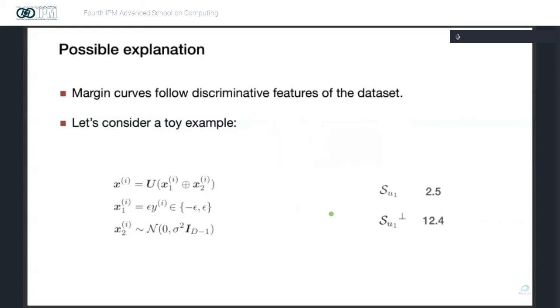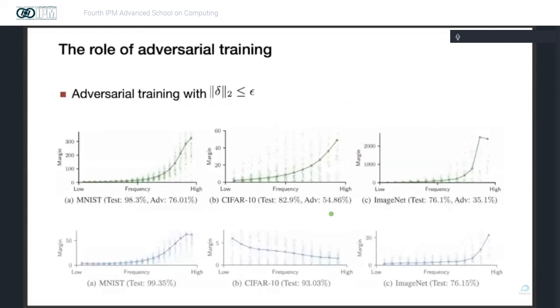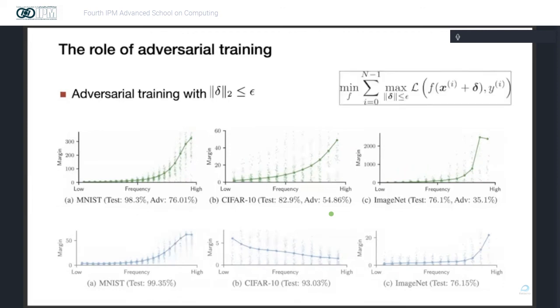As the last thing in the first part of my talk, I want to talk about the role of adversarial training and what it does to the spectral robustness of deep architectures. Recall that adversarial training differs from standard training in that we compute the perturbed samples and then train on them. And indeed, it increases the robustness to adversarial perturbations.